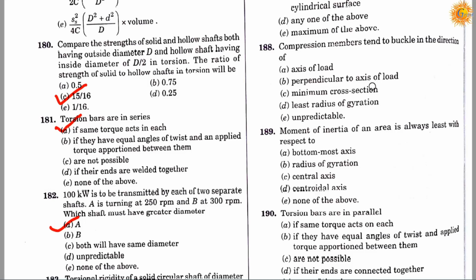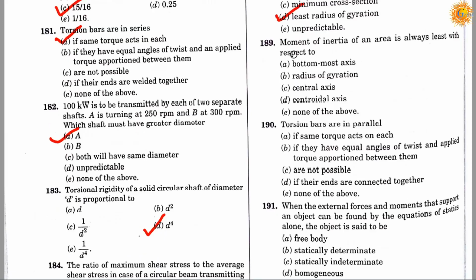Question number 188. Compression members tend to buckle in the direction of: option A, axis of load; option B, perpendicular to axis of load; option C, minimum cross section; option D, least radius of gyration; and option E, unpredictable. The correct answer is D, the least radius of gyration. Question number 189. Moment of inertia of an area is always least with respect to: option A, bottommost axis; option B, radius of gyration; option C, central axis; option D, centroidal axis; and option E, none of the above.